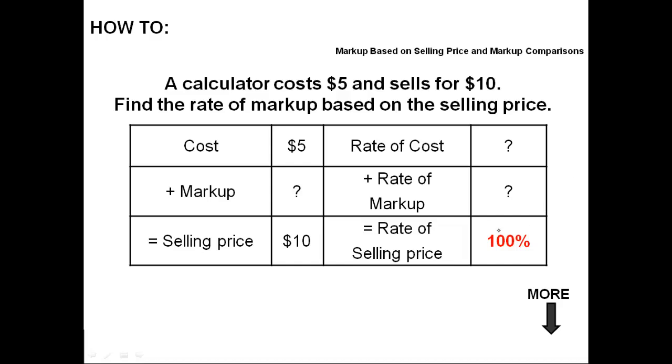So notice in our chart that 100% is the rate of the selling price. If the cost is $5 and we sell it for $10, then we can easily figure out that the markup is $5. The rate of the markup, if it's based on selling price, would be 5 out of $10 or a 50% markup. And the column always has to add to 100%, so we have 50 here as well. If we know the selling price rate is 100% and we know the markup percent, then we can subtract those two and find the cost percent.